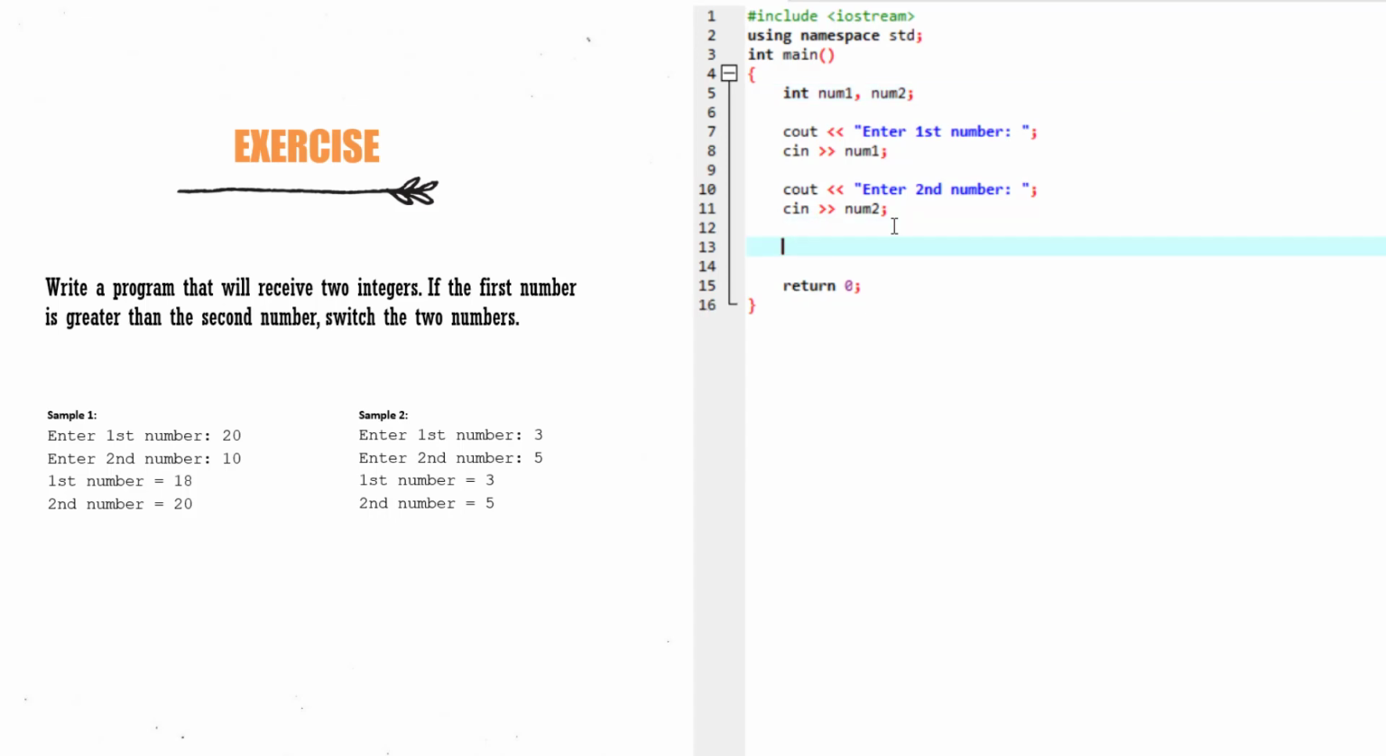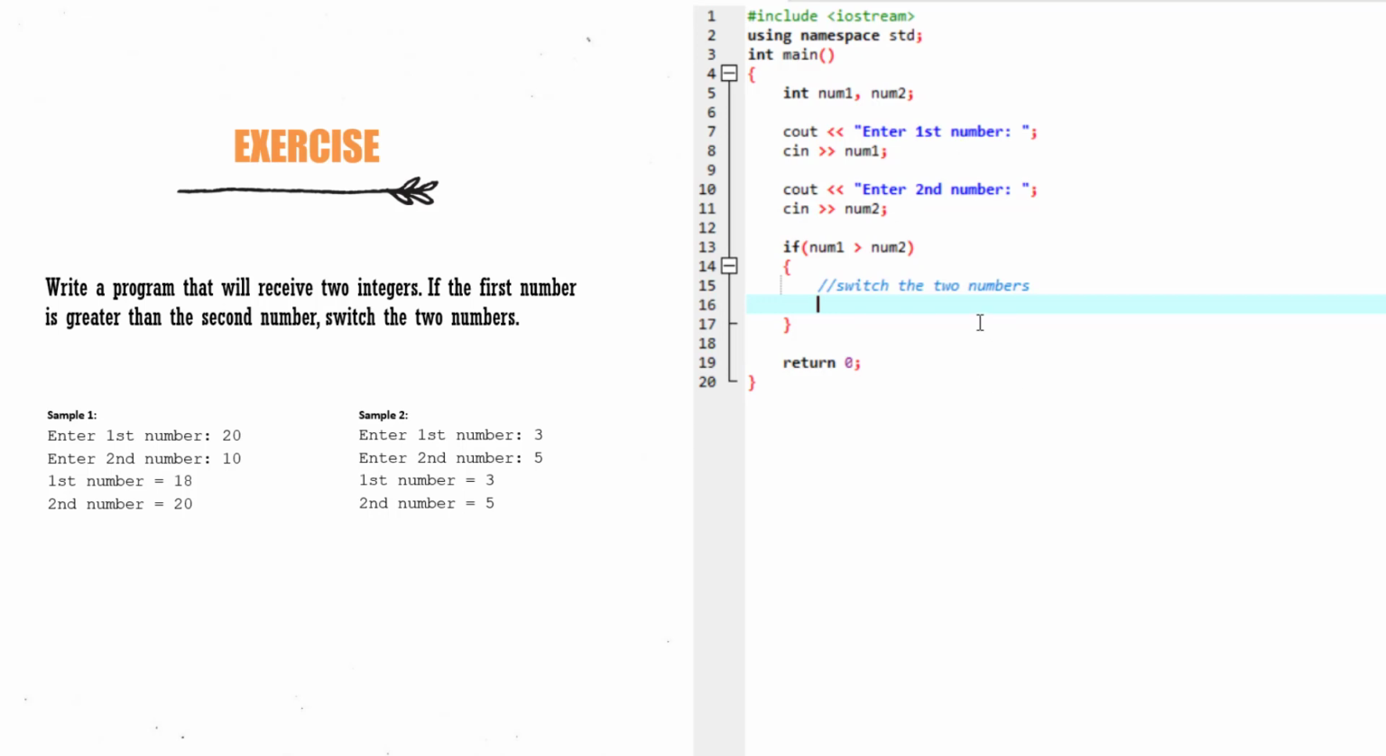Okay, so again the question says if the first number is greater than the second number, of course here we would need to do a selection. So if, what's the condition that we need? num1 more than num2. If num1 is greater than num2, then what do you need to do? You need to switch the two numbers. So how can we do that? For example, if num1 is holding 20 and num2 is holding 10, how can you switch them?